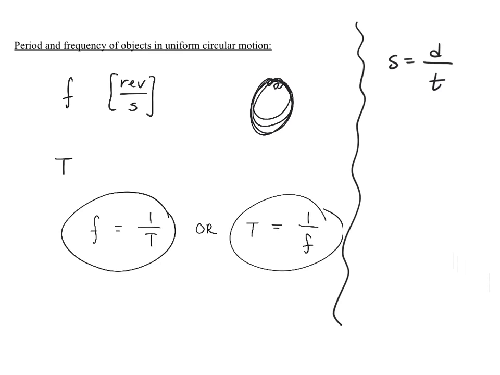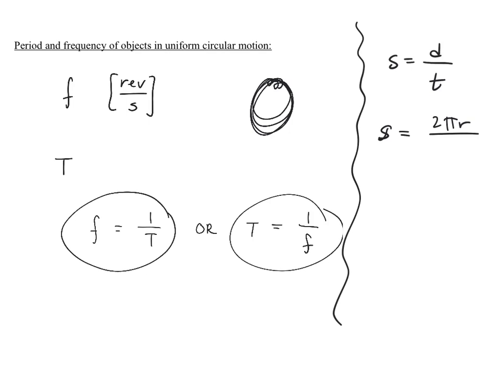1 revolution is equal to what? What's 1 revolution in distance equal to? Circumference? What is it equal to? 2 pi r, or pi d, either one. So the distance traveled is going to be 2 pi r. That's how far an object would travel when spinning in a circle in 1 revolution. 1 revolution is 2 pi r. It's the circumference of the circle.